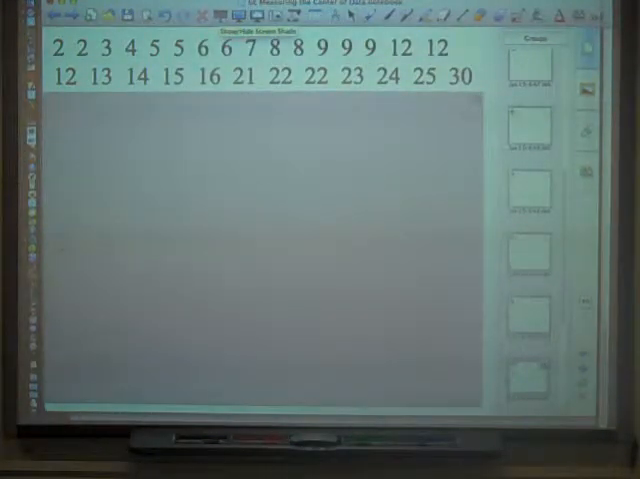Okay, so these are in perfect order already. They're in a nice order. Find the median. Use our little formula, find the median.